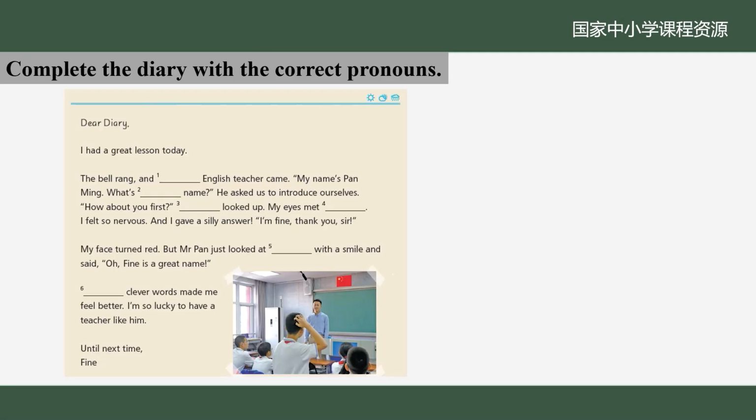Now, let's do more practice. Read and complete the diary with the correct pronouns. You can think about it by yourself. After that, you can check with your partner. Let's begin. It's time to check together. My, your, I, his, me, his.